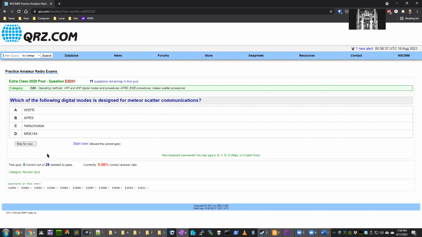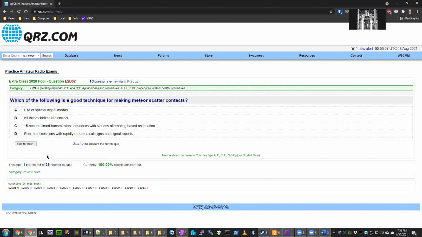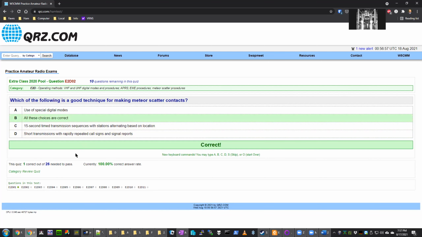Which of the following digital modes is designated for meteor scatter communications? Okay, easy way to remember this one is MS, meteor scatter. D. Which of the following is a good technique for making meteor scatter contacts? So again, this is going to be B, all of the above.